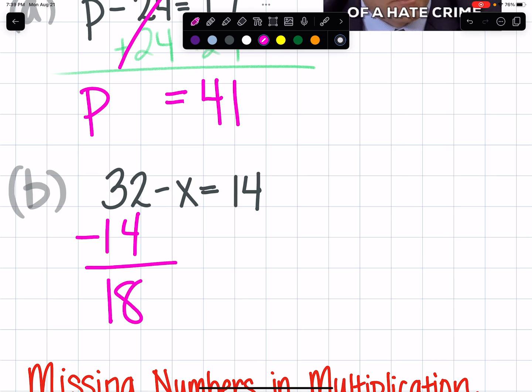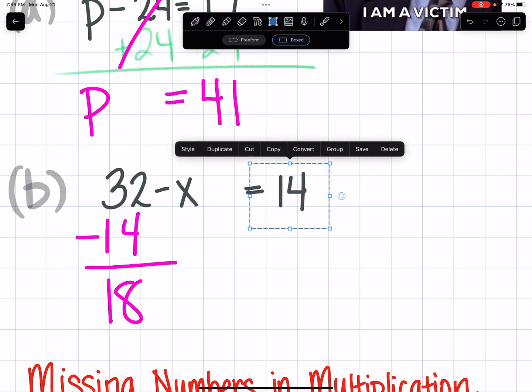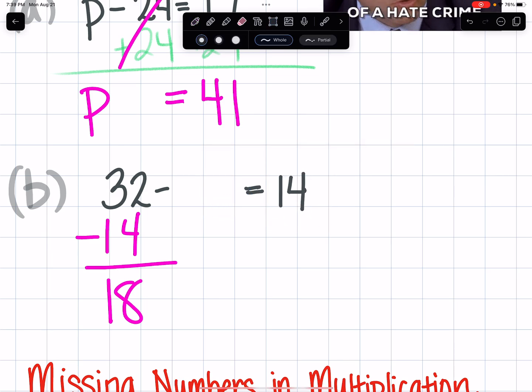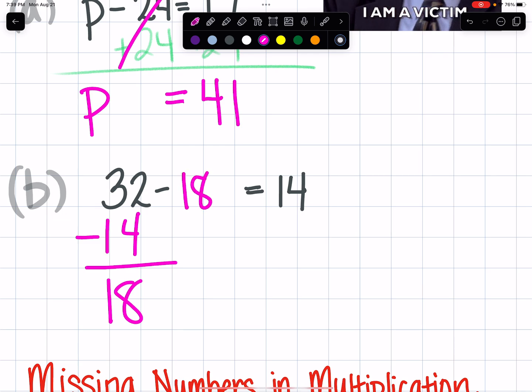Just plug the 18 into that equation. And is that true? It sure is. You could even check it with a calculator. It's totally true. We got it right.